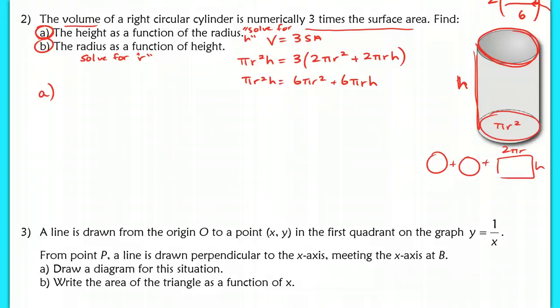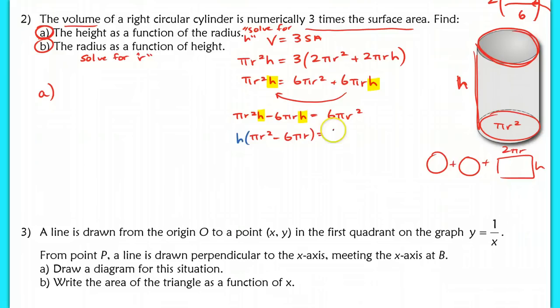Now, when we went into literal equations, we always try to isolate the h and bring the h's to the same side. So see how these two pieces of our equation have an h in it? Well, I'm just going to subtract that over to the other side and write that as pi r squared h minus 6 pi r h equals 6 pi r squared. Okay. Now I'm going to factor out this h so that I can get it alone eventually. So I have h on the outside times pi r squared minus 6 pi r. And now I can divide out that whole term here so that I have h now alone equaling 6 pi r squared over pi r squared minus 6 pi r.